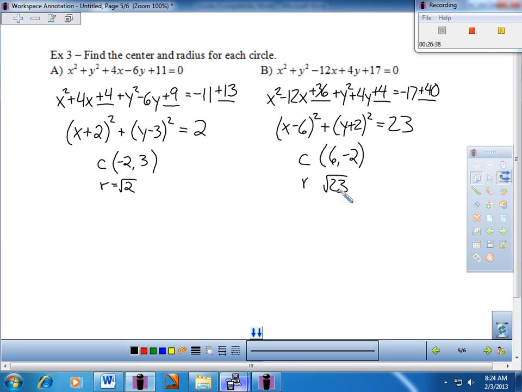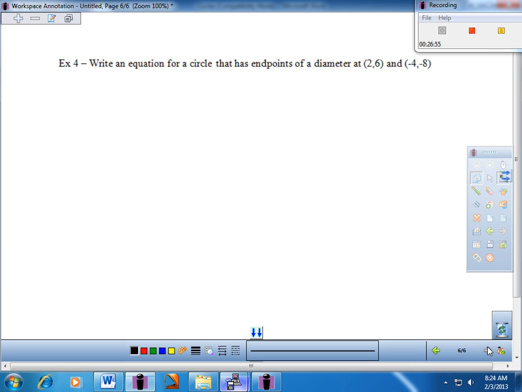Okay, one more decent one here. Good algebra behind this one. At least I think it allows for a little more problem solving, which is a good thing. So I'm going to try to sketch this out, and it's probably going to end up in disaster, but I'm willing to risk it. Let's see what we can do with this. So example 4. Write an equation for a circle that has endpoints of a diameter at 2, 6, and negative 4, negative 8. Okay, very interesting.